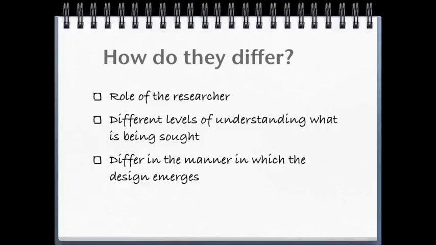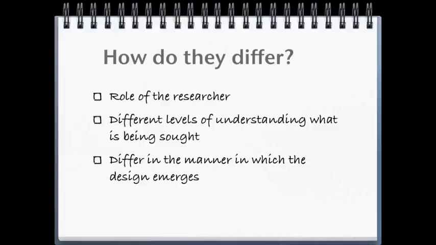Now, there are different levels of understanding of what is being sought, and that's a very interesting difference. When one does quantitative research, generally the subject that is to be studied or analyzed is fairly well understood, and the analysis is based upon that prior understanding. In qualitative research, the phenomena may not be known hardly at all, and qualitative may be used to discover aspects of the phenomena to be studied.